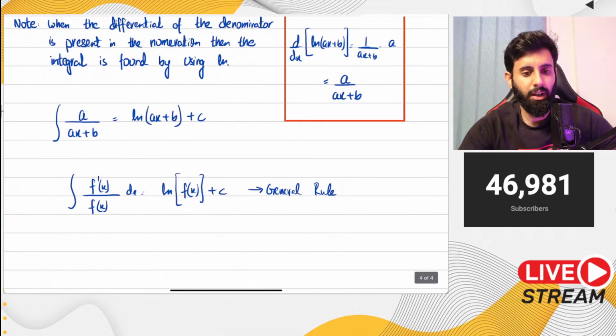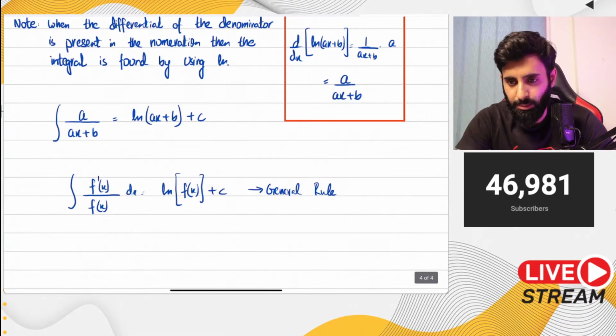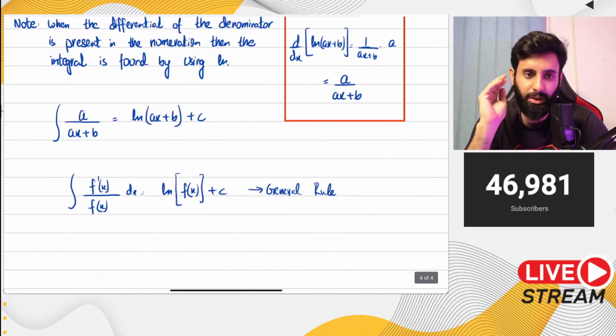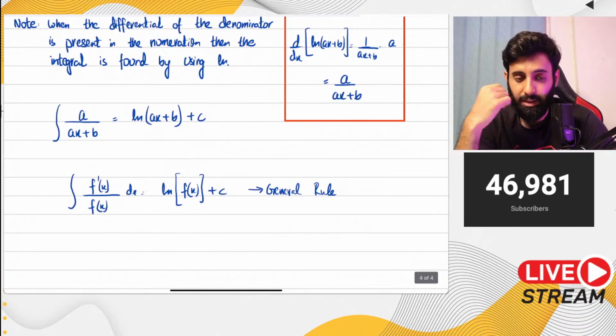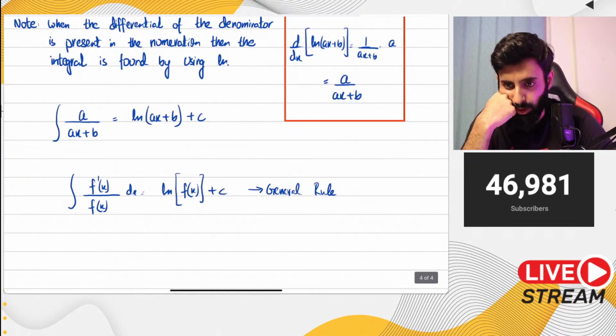Now there are some questions where you have to modify, do a bit of multiplication, division and so on, before you can make sure that the differential of the denominator is equal to the numerator. So we'll look into that as well.